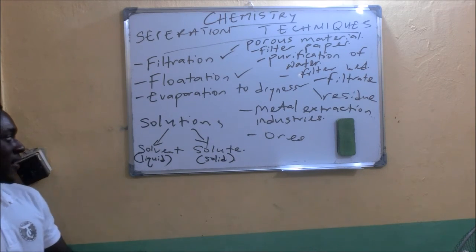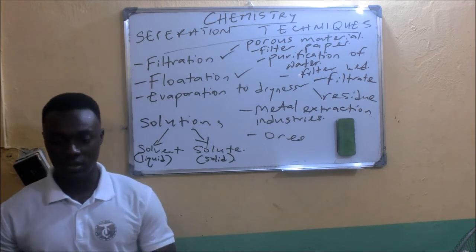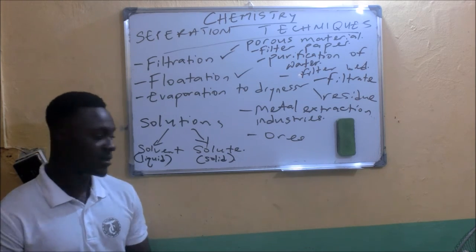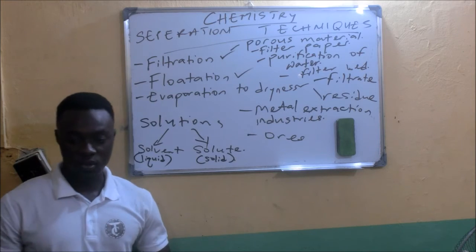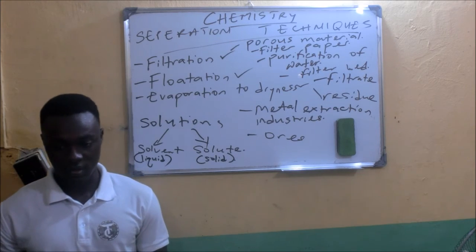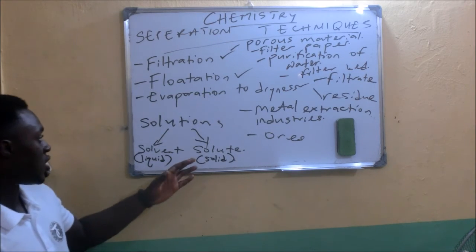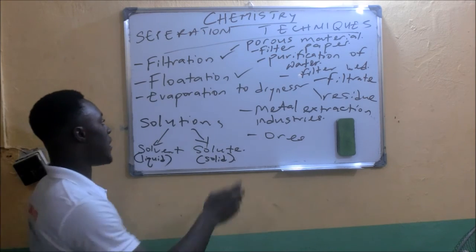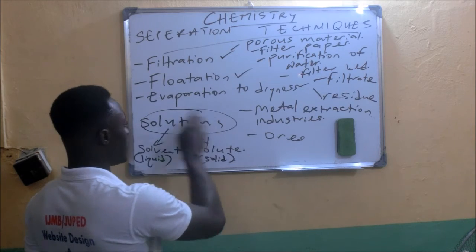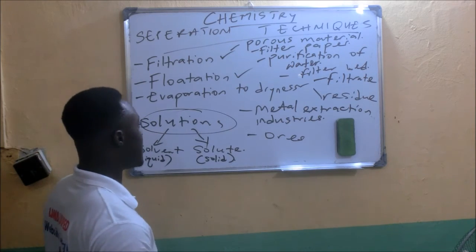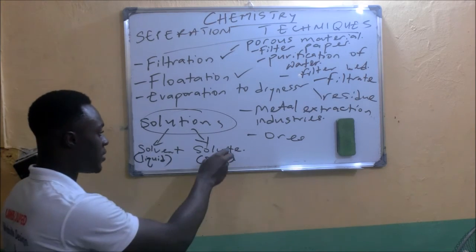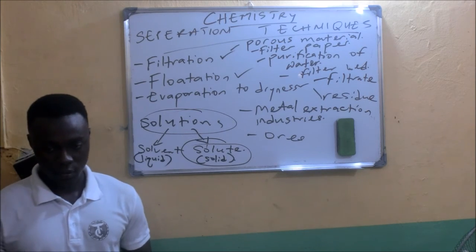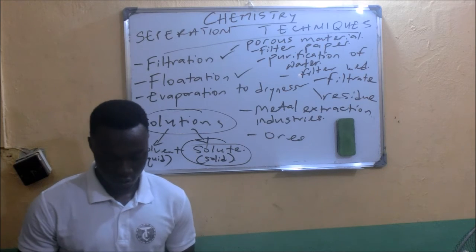Okay, so let's say you have a solution of salt and water, right? The salt is the solute, which is the solid part, and then the water is the solvent, which is the liquid part. Okay, so the solution is made up of those two parts, solvent and the solute. So like we said, evaporation to dryness is mainly seen in solutions, and it is often used to obtain the solute, the solid part, from the solution.